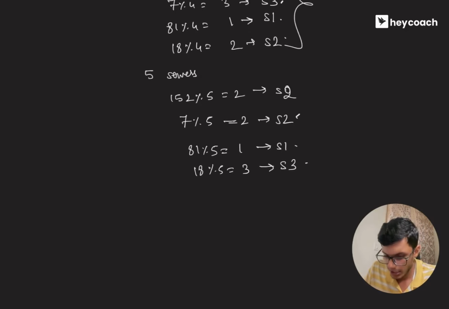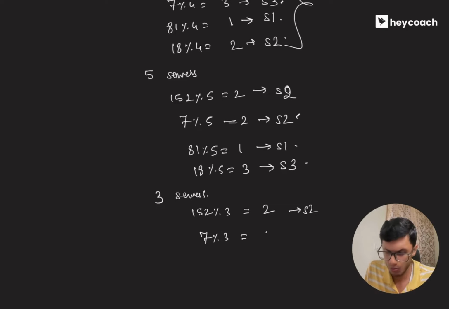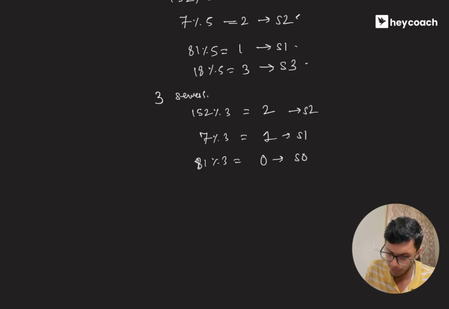Now let's take a case when we decrease the number of servers. Let's say we have 3 servers now. Then how would the mapping change? 152 modulo 3 gives me 2, which is the S2 server. Then 7 modulo 3 is 1, which is the S1 server. 81 modulo 3 is 0, which is the S0 server. Then 18 modulo 3 is again 0, which is the S0 server.